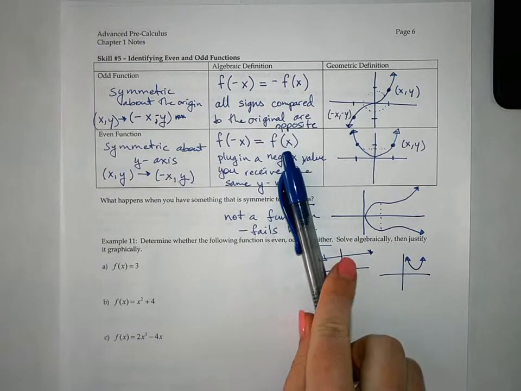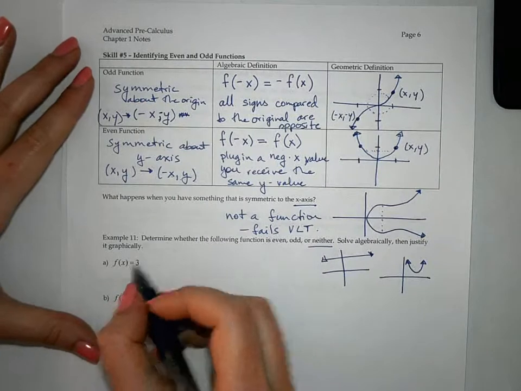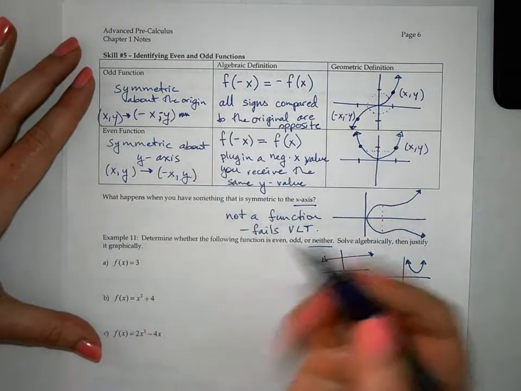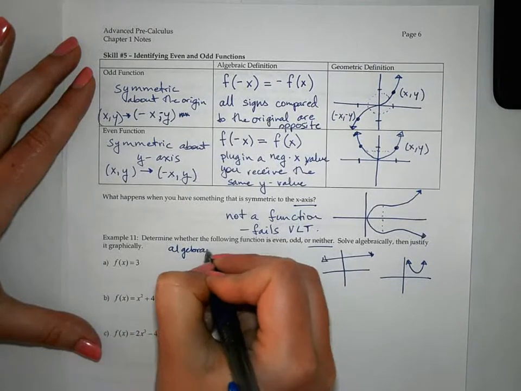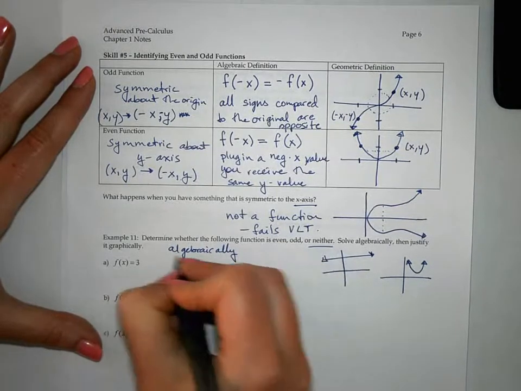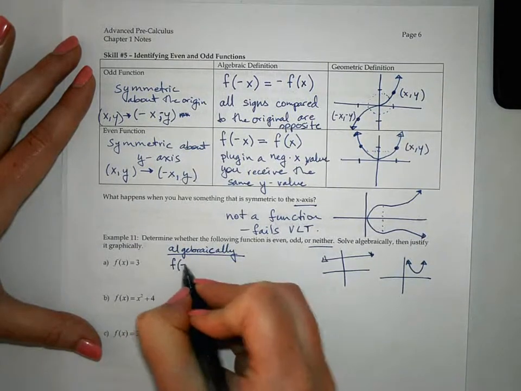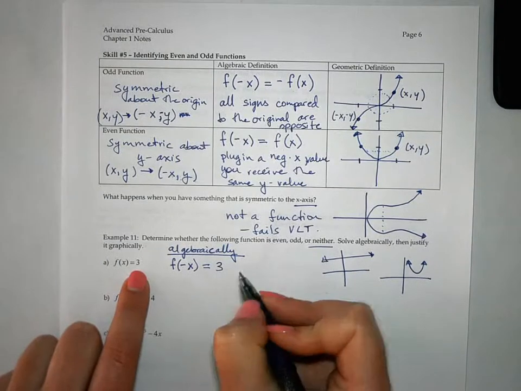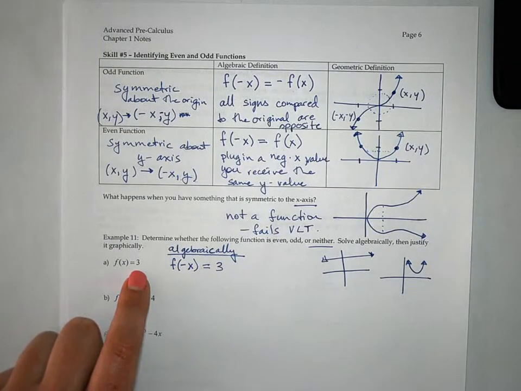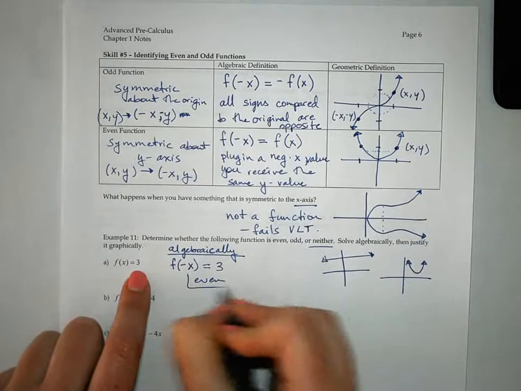So we want to use our first definition here. With f of x equals 3, again, try to input an opposite sign. So, algebraically, we can say, okay, f of negative x, the output is still 3. So there's no change to the function. It's the same output, so we say it's an even function.